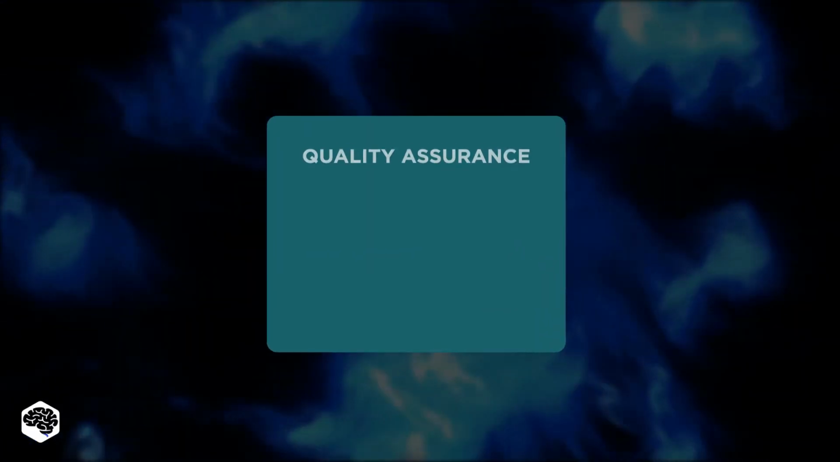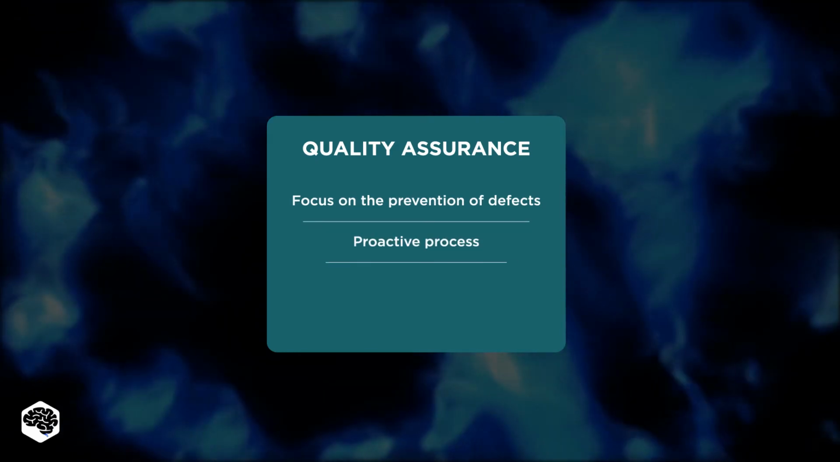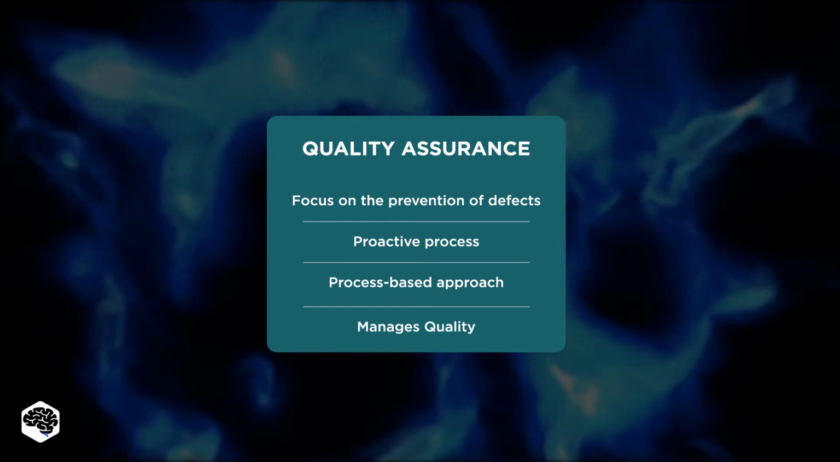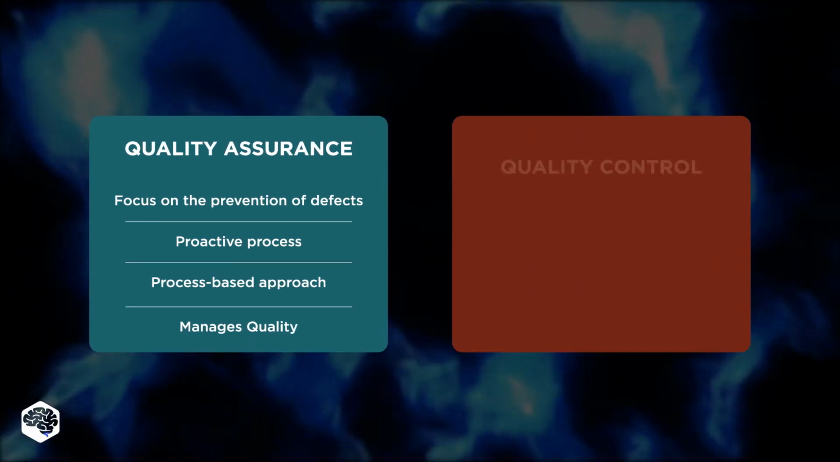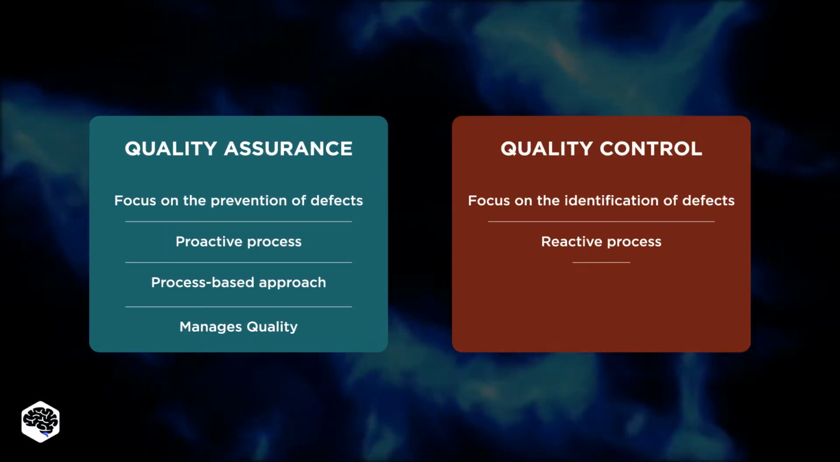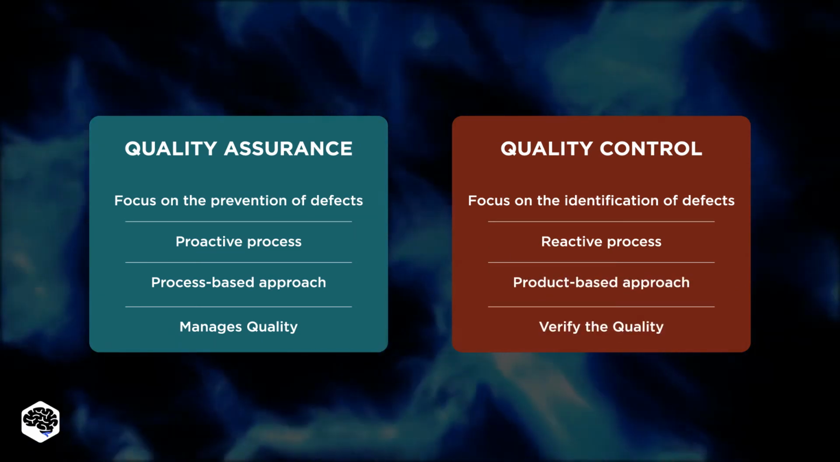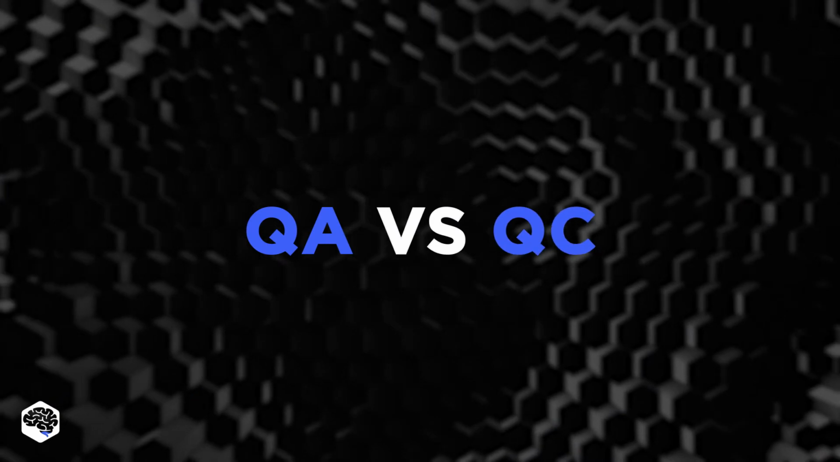So what is quality assurance? QA is proactive. It aims at preventing issues before they are detected in the product. What's product quality control? QC is a reactive approach, focused on the end product, its functionality, interface, and performance. And what are the distinctions?